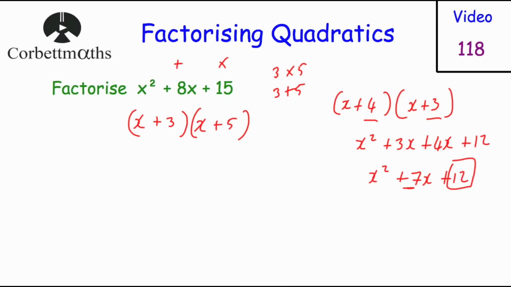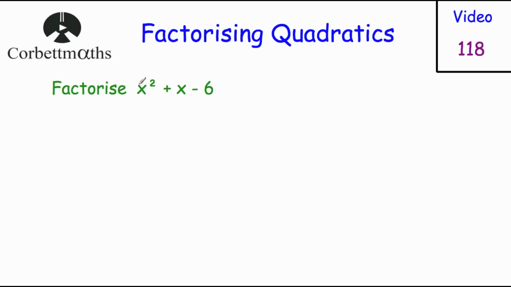Okay, let's have a look at another example. So this time we've been asked to factorise x squared plus x minus 6. So we're going to have two brackets, and we're going to put x at the front of both of them. And we want to find two numbers in these brackets that will times together to give you minus 6, and they will add together to give you the number in front of the x. And as you can see here, it's just x, that means it's 1. So they're going to add together to give you 1.